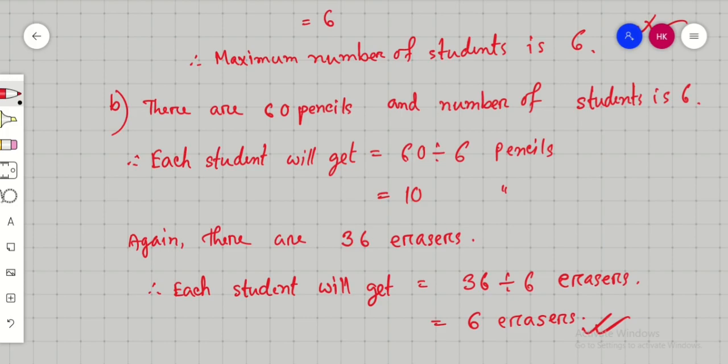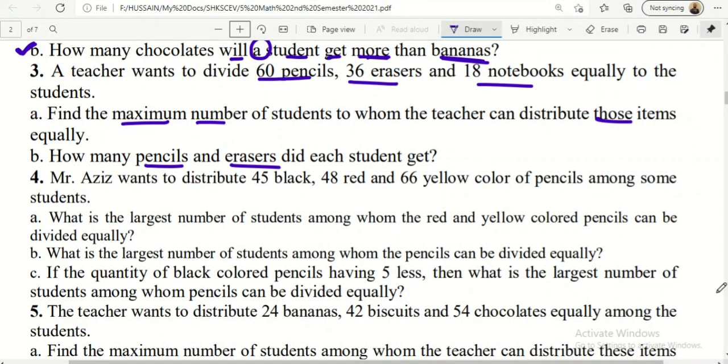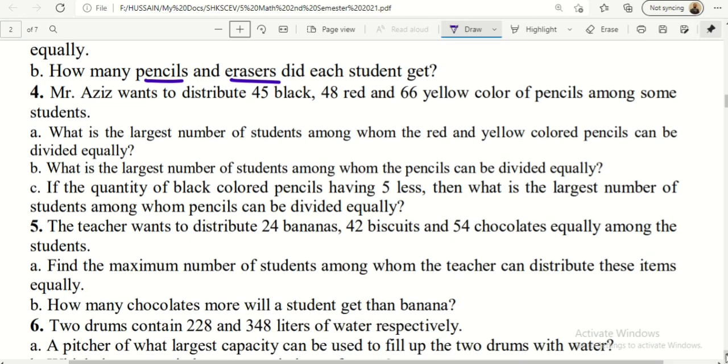Now we want to move on to the next question, question number 4. Mr. Aziz wants to distribute 45 black, 48 red and 66 yellow color pencils among some students. What is the largest number of students among whom the red and yellow color pencils can be distributed? Question A asked only red and yellow, not black. So in A we just find the GCF of 48 and 66, but there is no black.